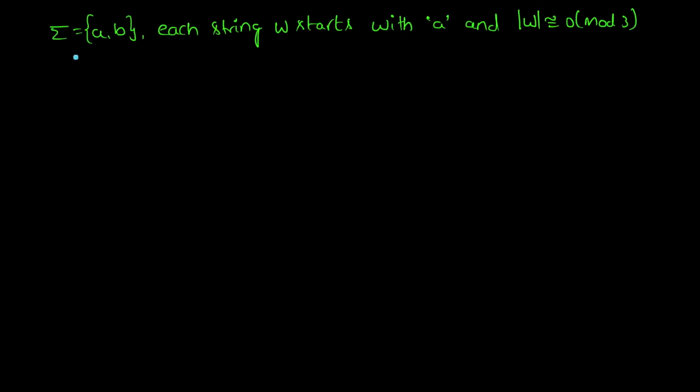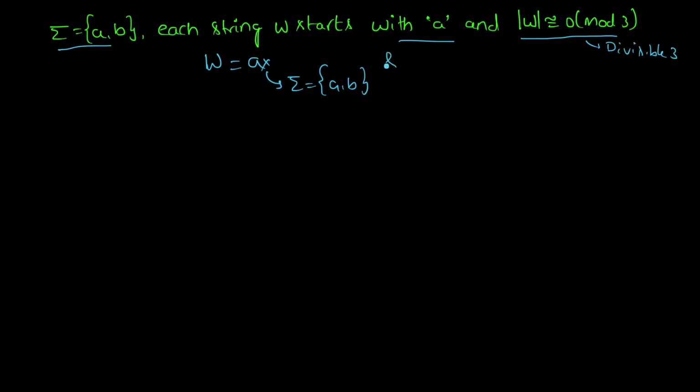Let's see this question. Construct a minimal finite automata for all strings over the alphabet {a, b}, where each string starts with a and the length of the string is 0 mod 3. It means it is divisible by 3. Each string is of the form ax, where x can be anything from the alphabet {a, b}, and the length of each string is divisible by 3. So it is congruent to 0 mod 3.